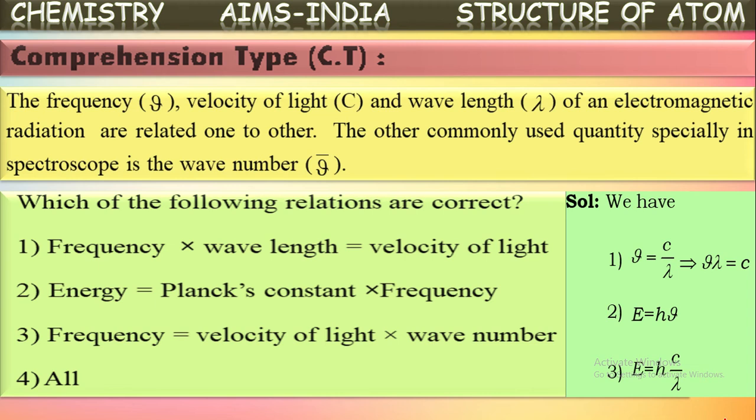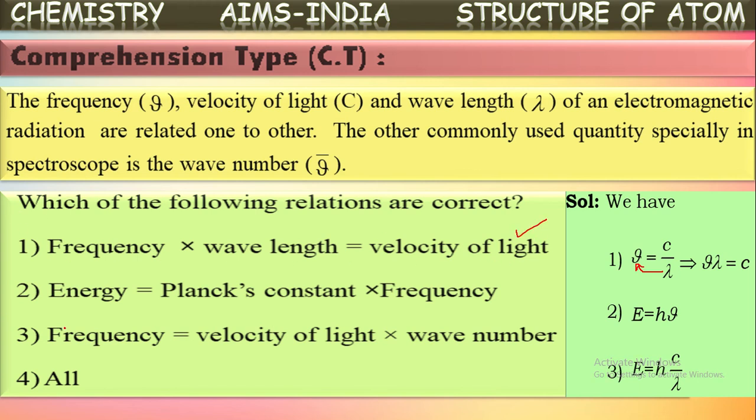This is the relation we have. Nu is equal to c by lambda. If you cross multiply, this lambda will come here. Then it becomes nu into lambda is equal to c. What is nu here? Frequency. Lambda is wavelength, and this c is velocity of light. Now, frequency into wavelength is equal to velocity of light. The same is given in the first statement, right?